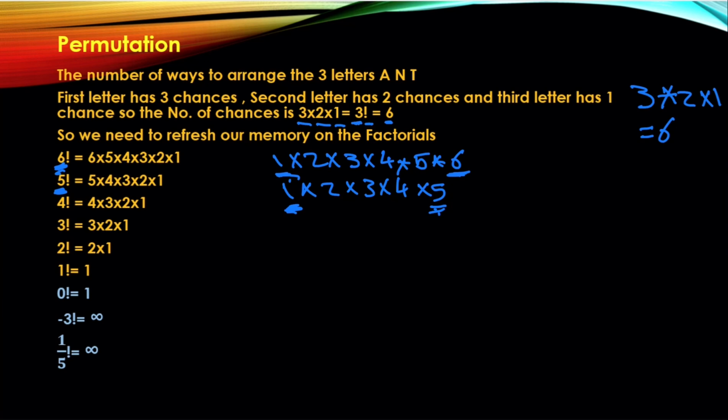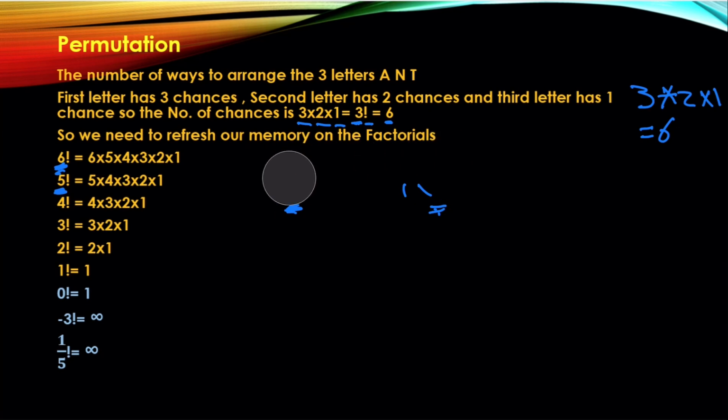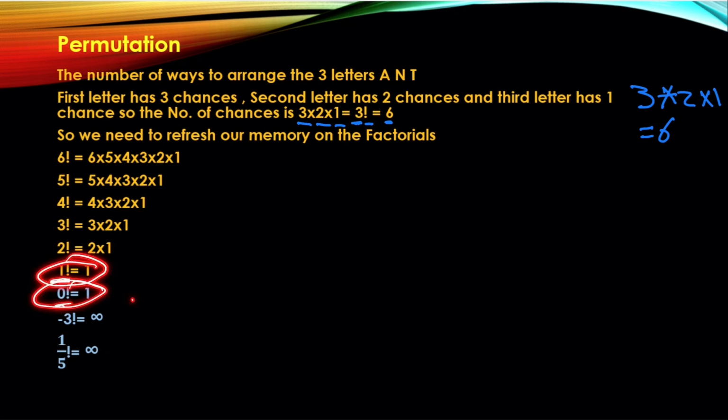So this is the factorial. And for 4, it is the same thing. 4 starts with 4 and ends with 1. 3 starts with 3 and ends with 1. 2 starts with 2 and ends with 1. 1 is only 1. The three important things to keep in mind: the factorial of 1 is 1, and the factorial of 0 is also 1.